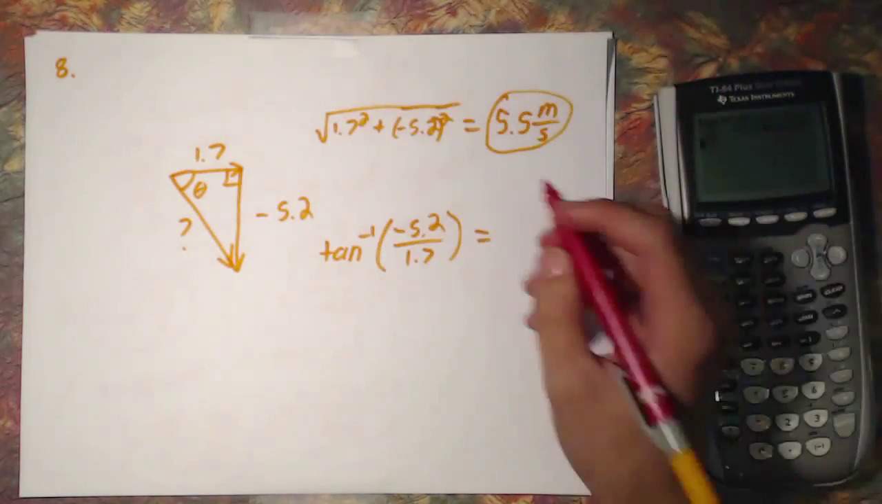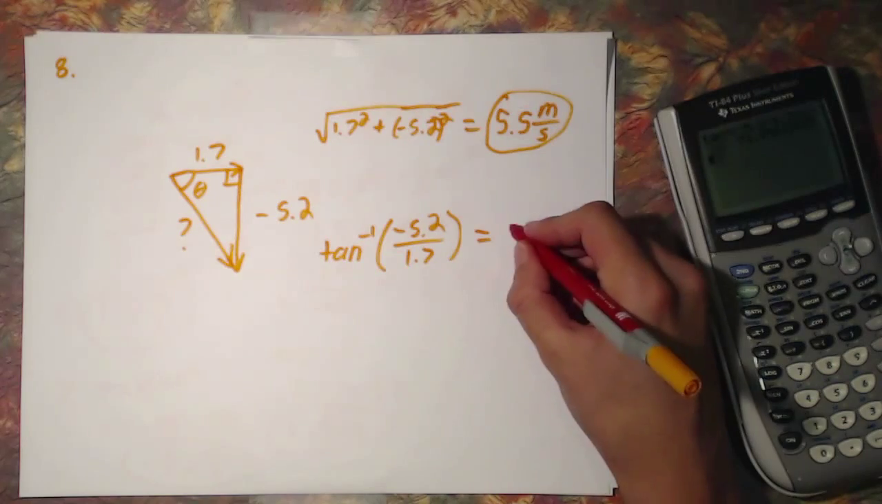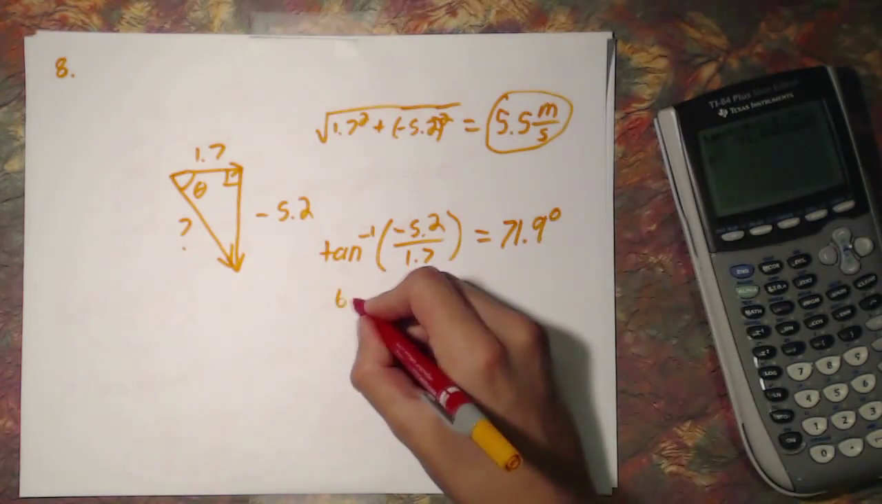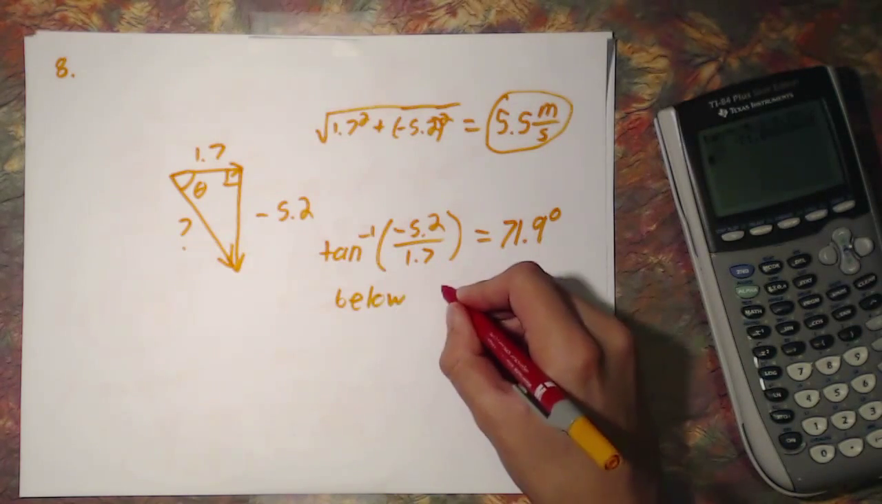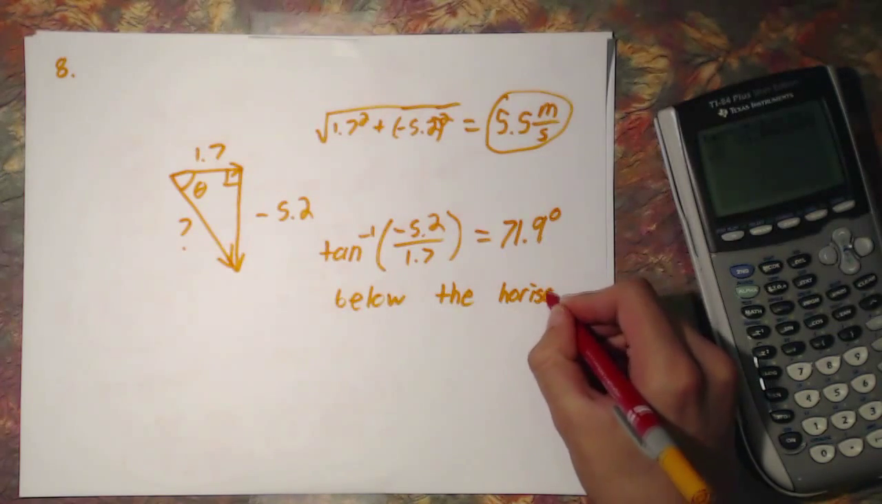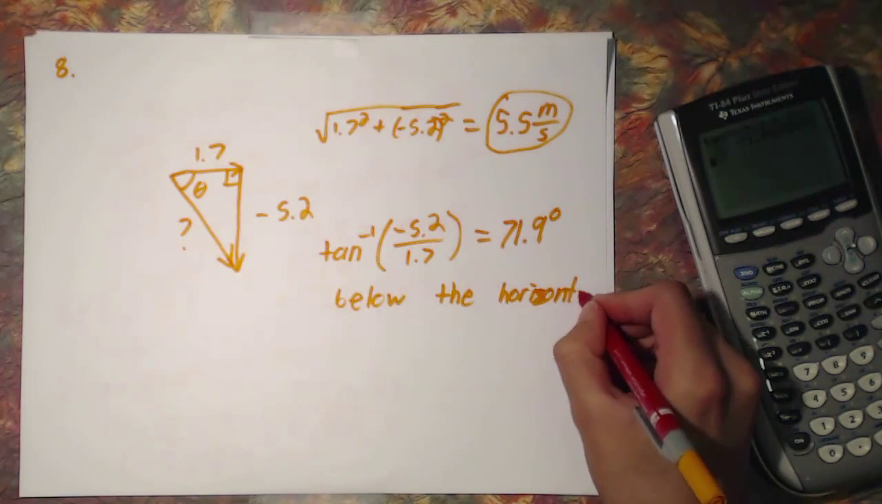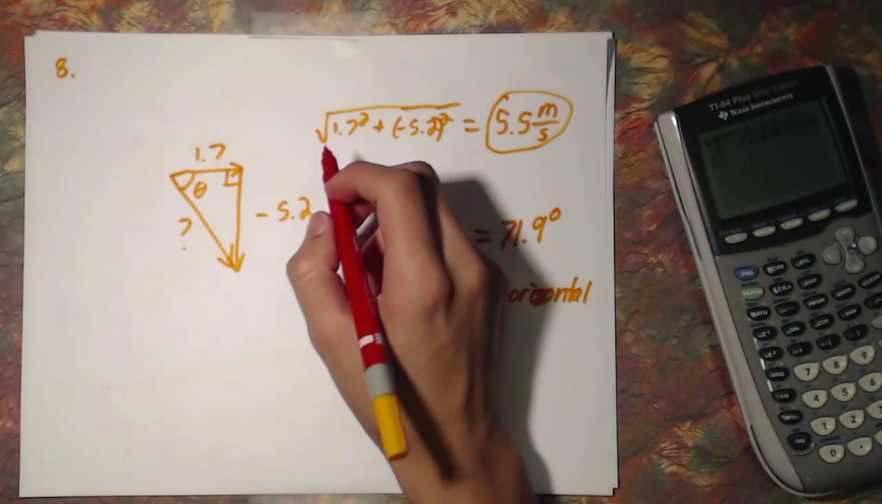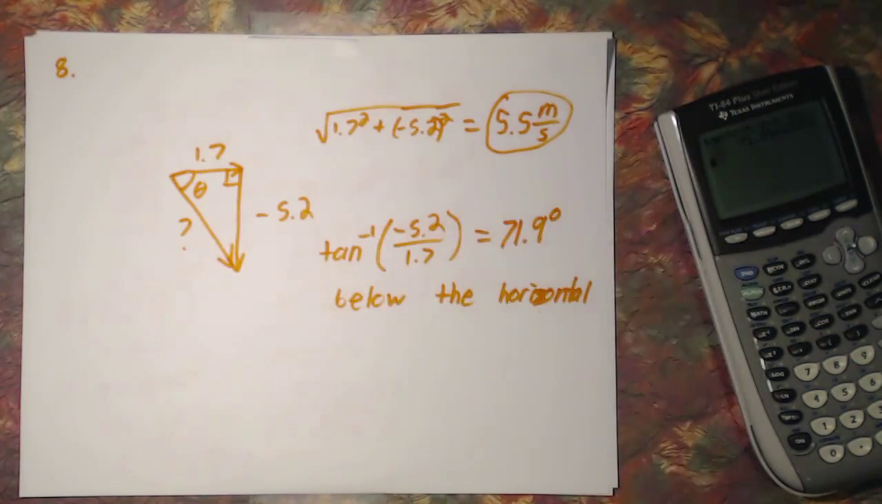So the angle, we're just going to say 71.9 degrees below the horizontal. Can't spell. And please don't say south of east. It's horizontal and vertical. That's for different stuff.